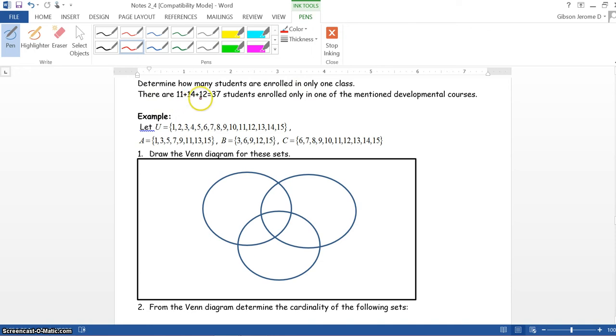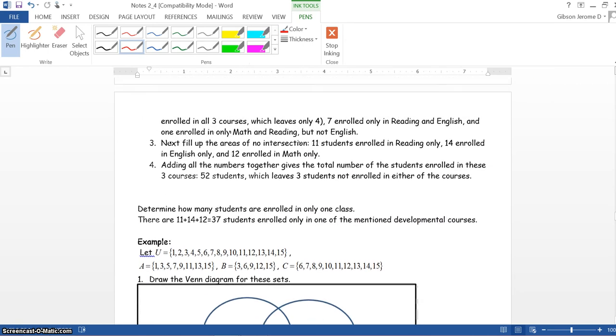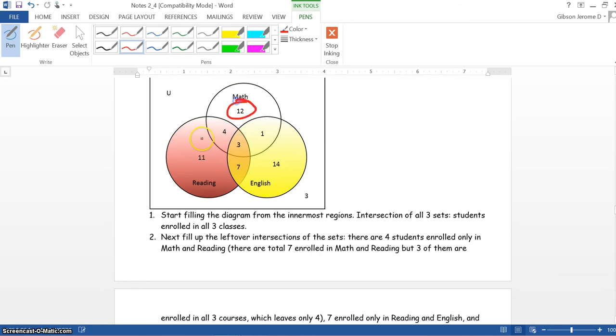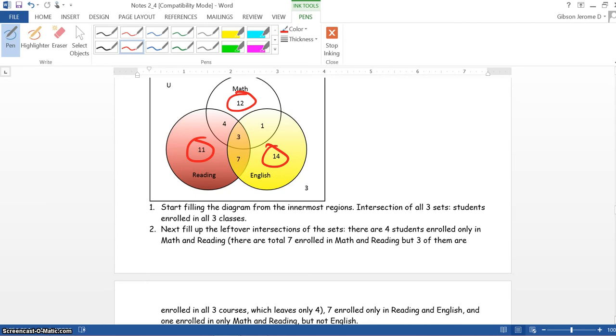It says there are 11 plus 14 plus 12, which is 37 students enrolled only in one of the mentioned developmental courses. If we go back here, we're just talking about all of the numbers that do not overlap, which is just 12, 11, and 14. So that's how we get the 37.